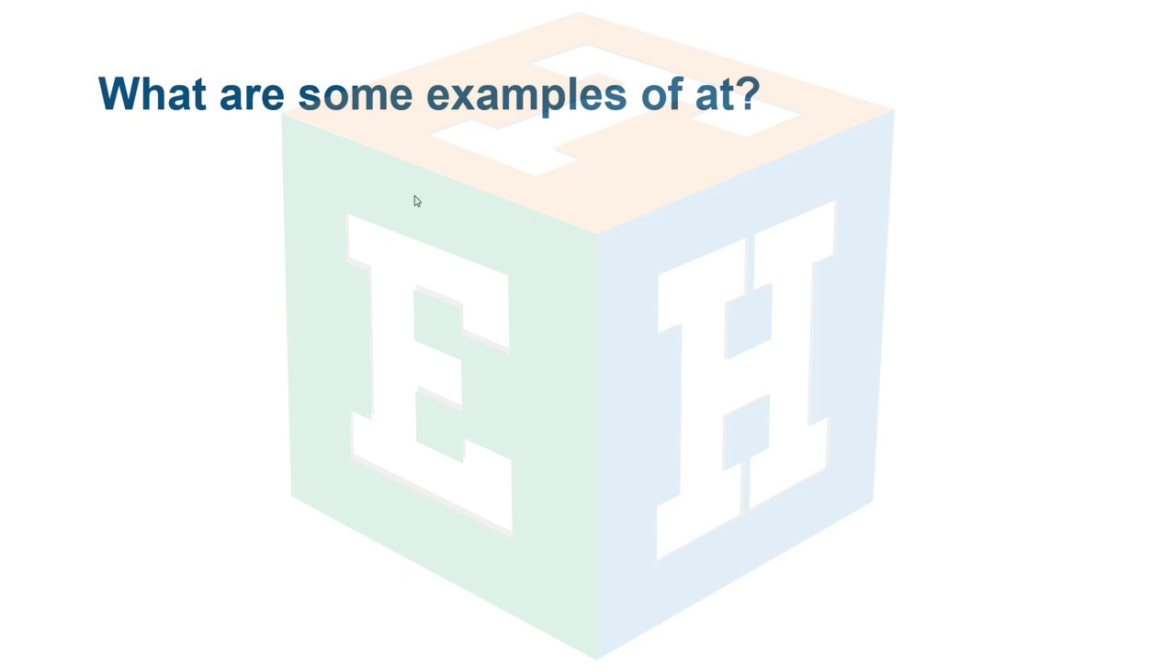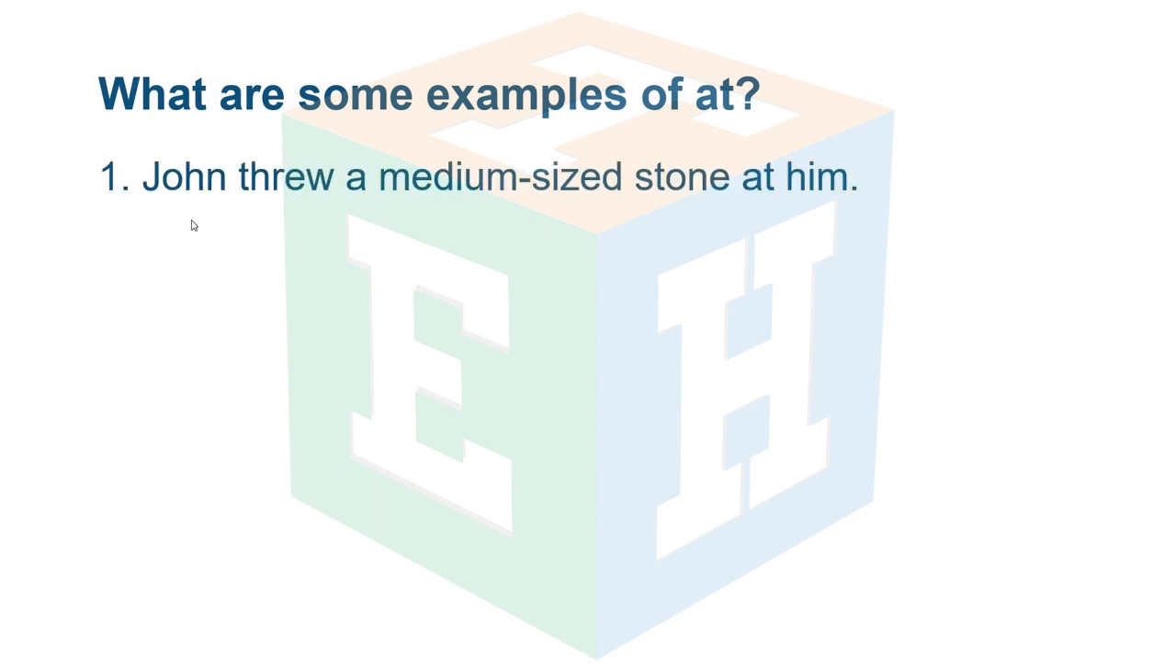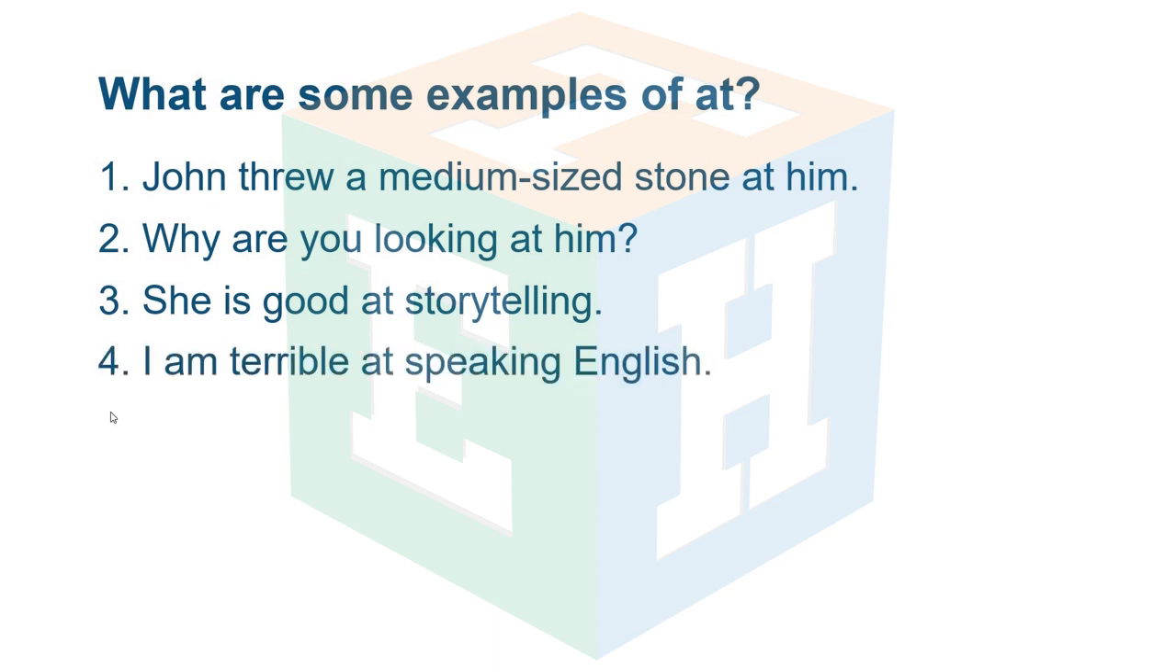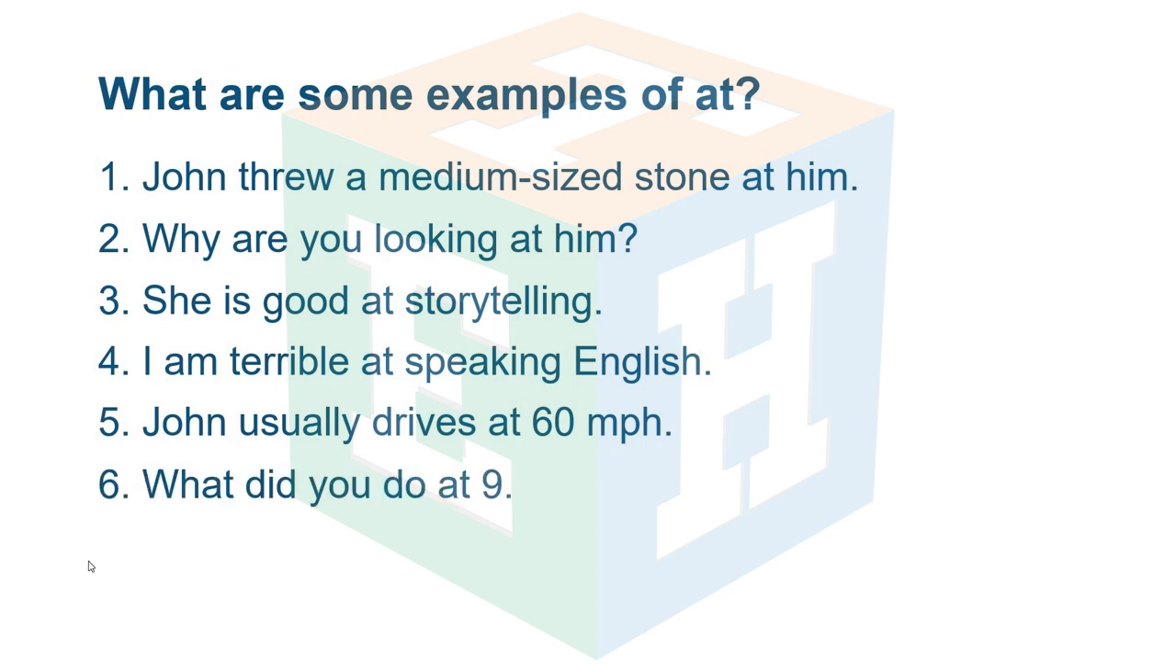What are some examples of at? Number 1, John threw a medium-sized stone at him. 2, why are you looking at him? 3, she is good at storytelling. 4, I am terrible at speaking English. 5, John usually drives at 60 mph. 6, what did you do at 9? 7, he arrived at the station.